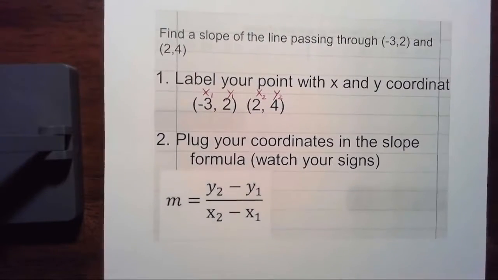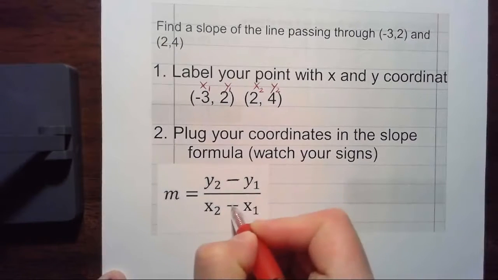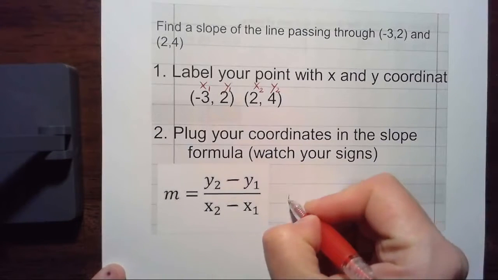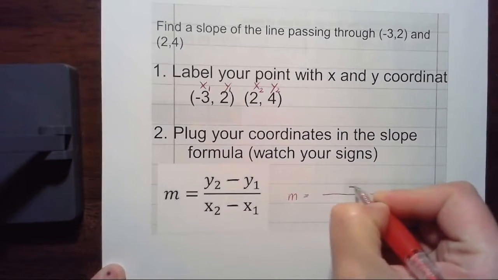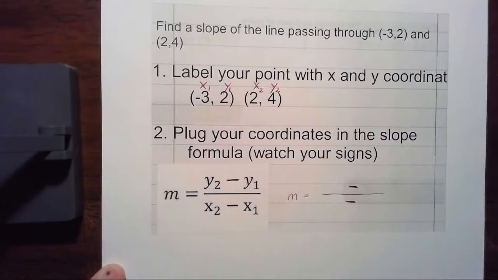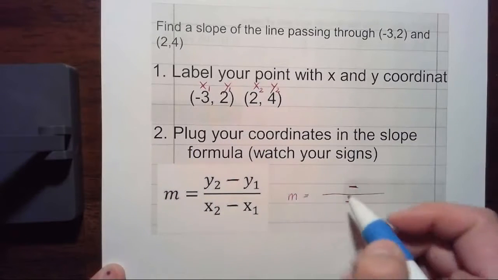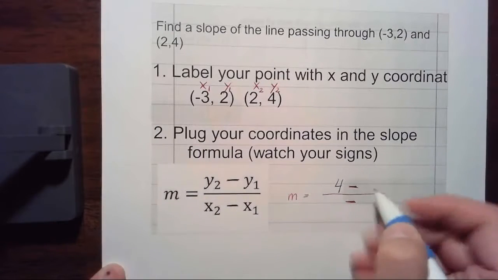Then we have a formula where we are plugging it in. See those minuses here? These are part of the formula. So my slope is, and I'm going to write the formula, and I'm going to put that minus in, because that minus is part of my formula. Then I'm just going to put my numbers in. What is my y2? Let's find where my y2 is. My y2 is 4. I'm going to write it down. Now, what's my y1? My y1 is 2.